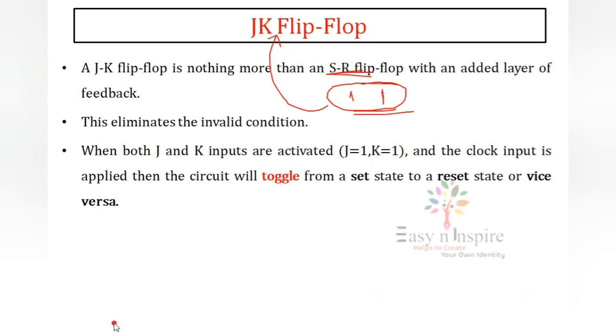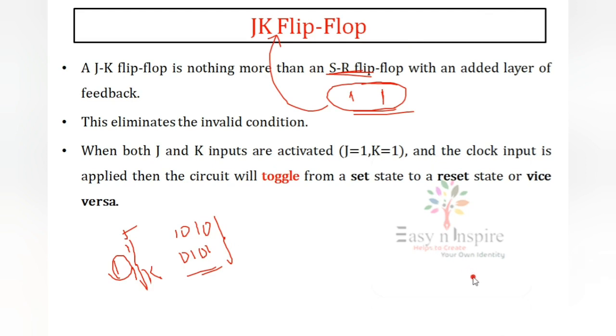In JK flip-flop, when J is equal to 1, K is equal to 1 and clock is equal to 1, it results in a toggle condition, like 1 0 1 0 1 0 and so on, or 0 1 0 1 and so on. Toggle condition occurs only when J equal to 1, K equal to 1 and clock is equal to 1. This is about JK flip-flop. We have already discussed this, so if you want to listen once again, look here.